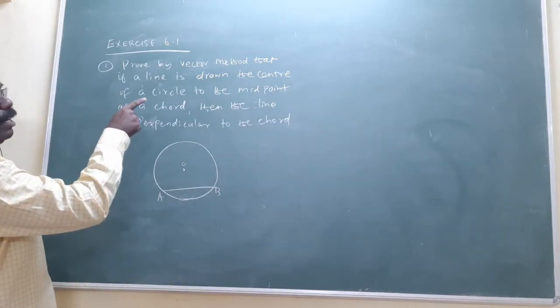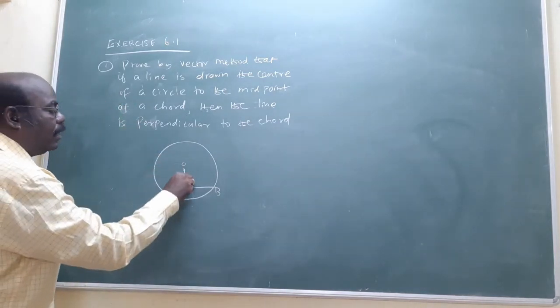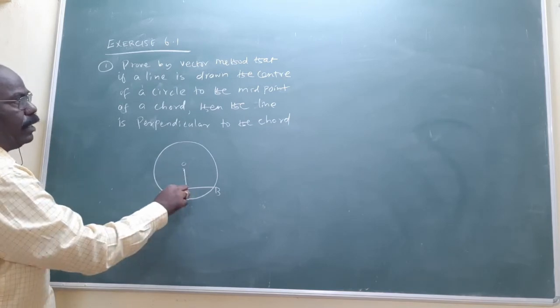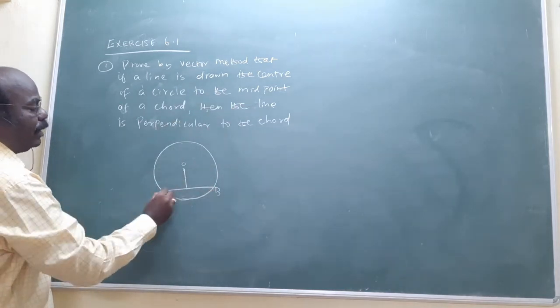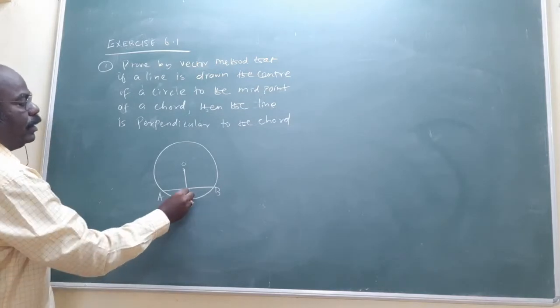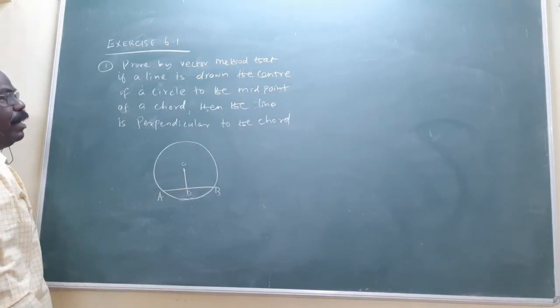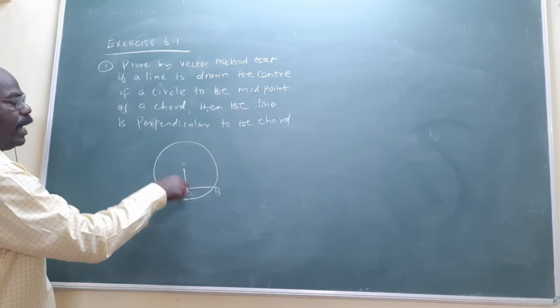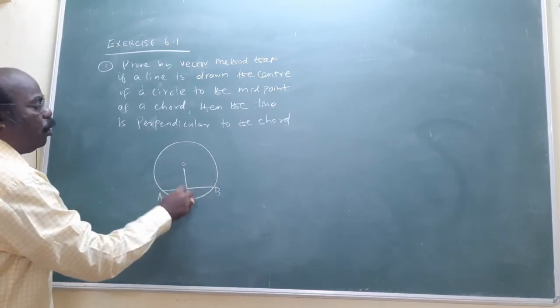What is given? A line joins the center of the circle to the midpoint of the chord. This is a chord, you know? This is a midpoint. Now we want to prove the line is what? Perpendicular to the chord. OD is perpendicular to AB.